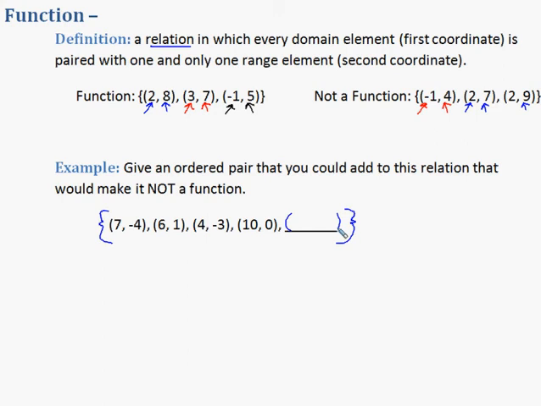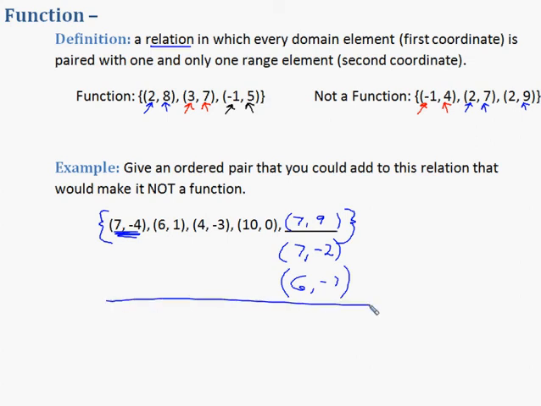And so I'm just going to put a 7 here. 7 is paired with -4, so if I pair 7 with anything else, like 9, this thing is no longer a function. I could have done 7, -2. I could have chosen 6 as my first coordinate and picked anything else except 1. So 6, -1. So those are things that would make it not be a function.